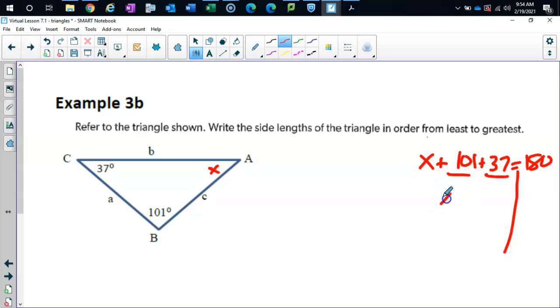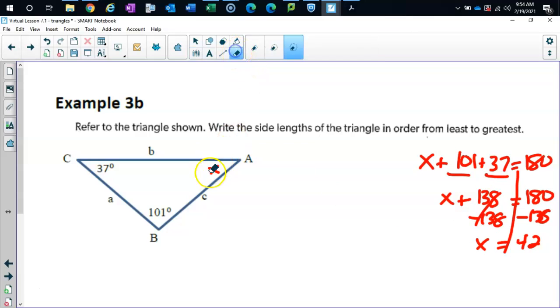101 and 37. So x plus 101 plus 37, which is 138, equals 180. Subtract 138 from both sides, and we get x is 42. So this angle, I'm going to erase this so it's easier to write, is 42.